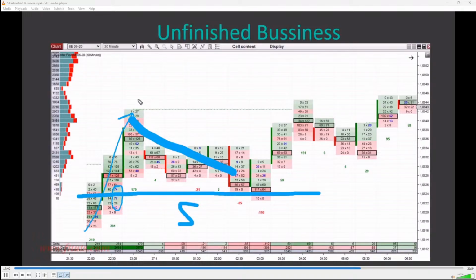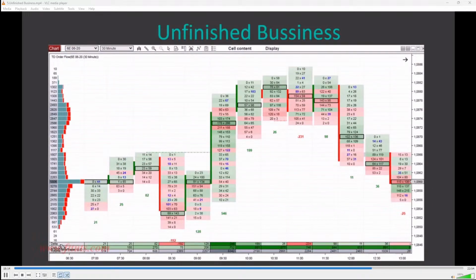But given the fact that there is the failed auction in here, the unfinished business in here, it should work as a magnet. So the chances are higher that the price will react to those imbalances, and then the magnet will help you in your long, all right? This should be the take profit, 1 tick above the unfinished business.